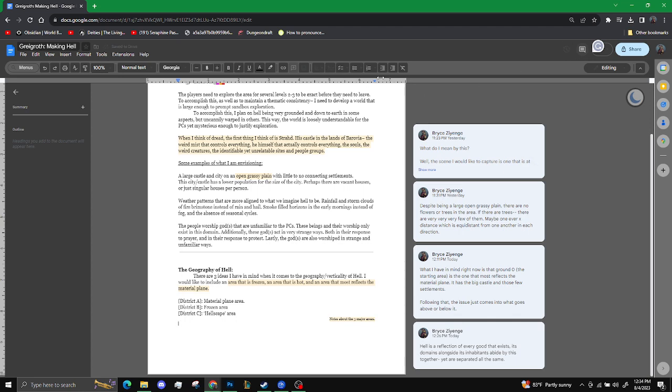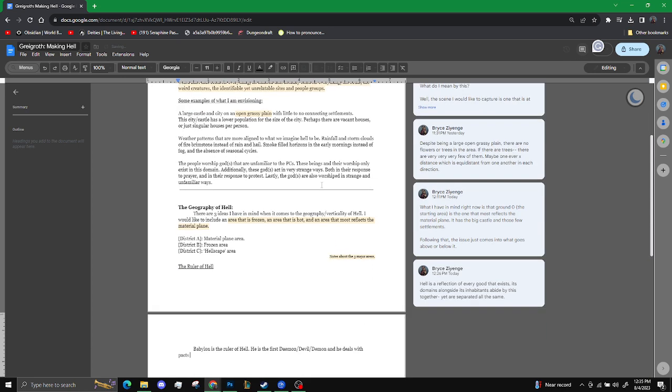So let's talk about the ruler of hell, just for a bit. Tell anybody who's watching, and also just to put it down on the paper, because this is a paper about making hell. So the ruler of hell is a guy named Babylon. Babylon is the ruler of hell. He is the first demon slash devil, and he deals with pacts, oaths, and promises.